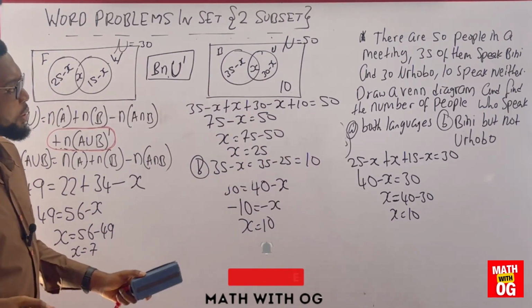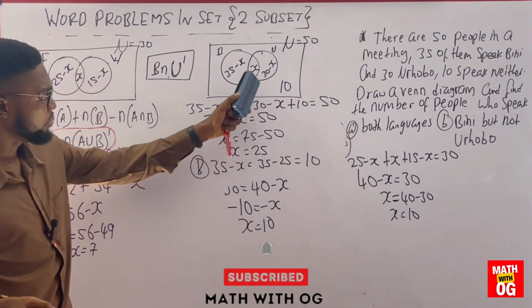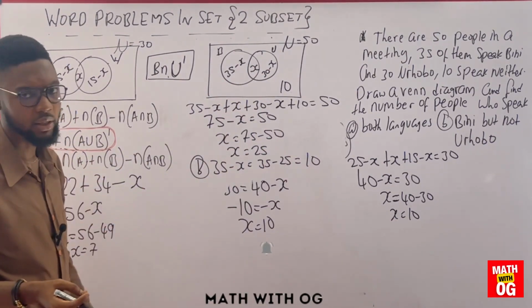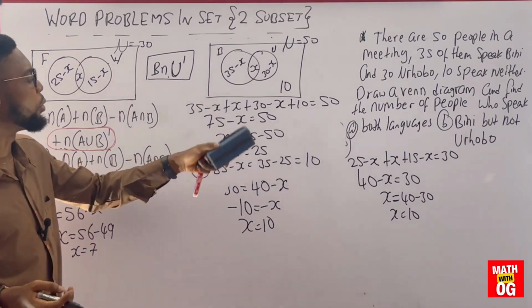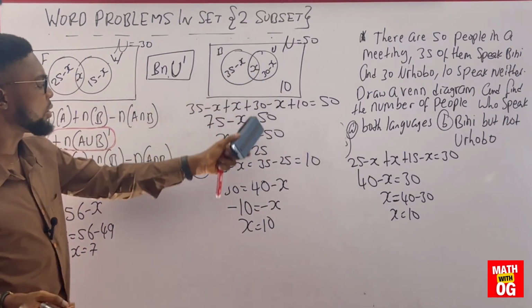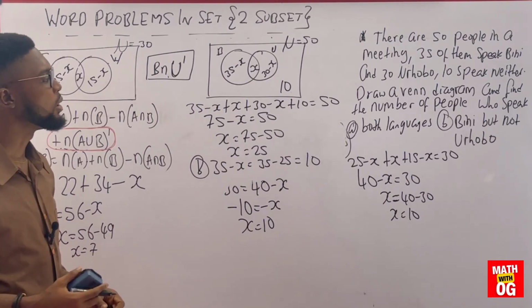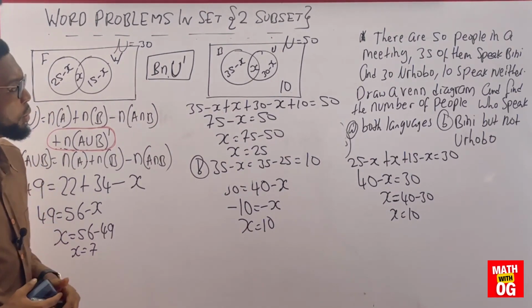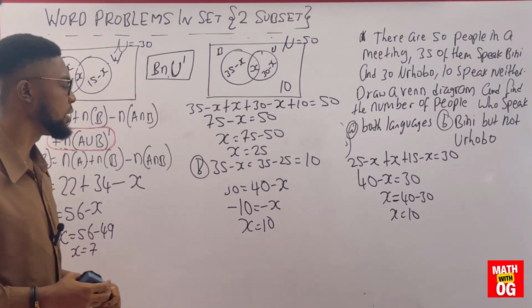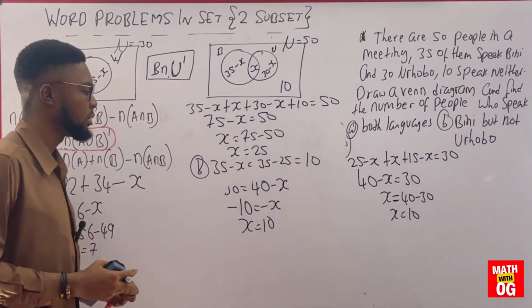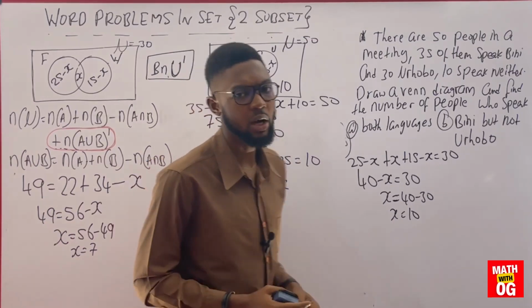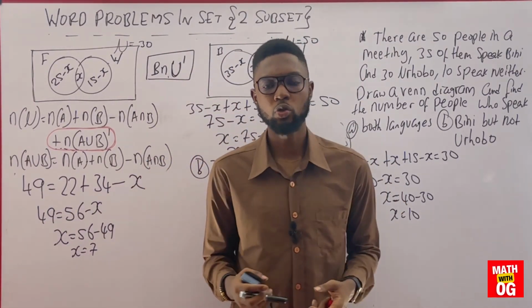So I can say those that speak Yoruba but not Benin is 30 minus 25, and that will give me 5 people. Those that speak Yoruba but not Benin is 30 minus 25, and that will give us 5 people. 5 people speak Yoruba only, 10 people speak Benin only, and 25 speak both Benin and Yoruba. So that is how you tackle questions on two subsets.